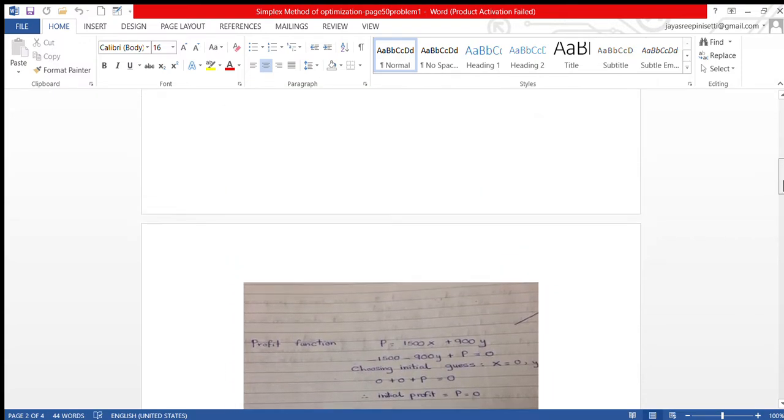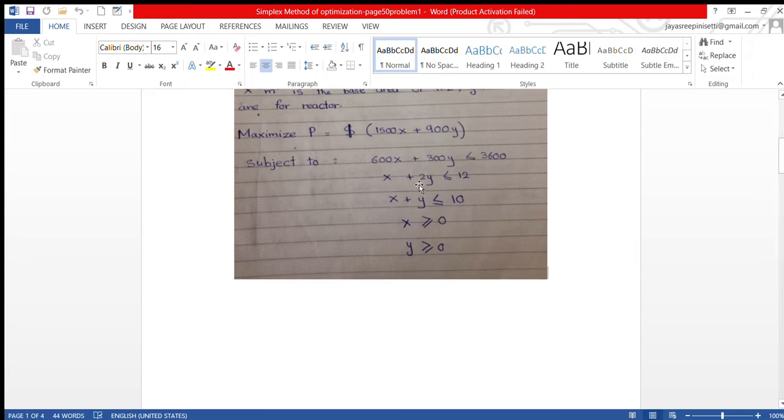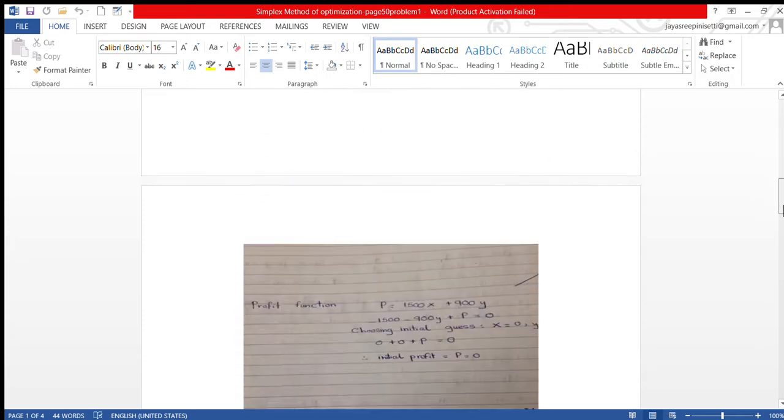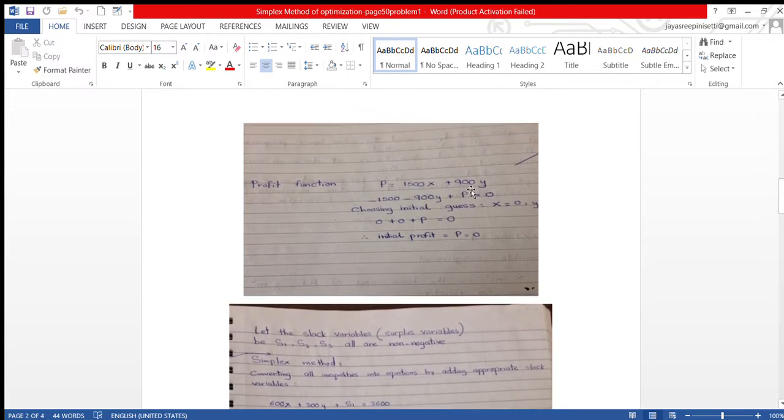When you have set up the optimization problem, you have to choose an initial guess, because it is just a guess. Make x and y 0. Before that, bring the profit function, these two variables, to the left hand side, so they become negative. So minus 1500x minus 900y plus profit is equal to 0. Choose the initial guess as x and y 0, so the initial profit is 0.